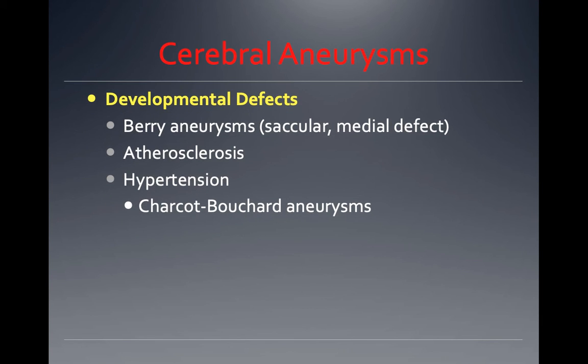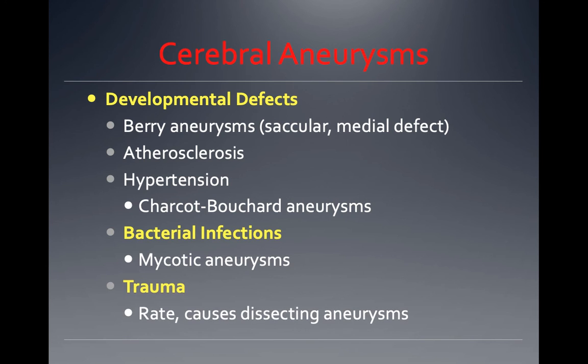All right, so let's talk about those cerebral aneurysms. These are developmental defects. Now, what I mean by that is an aneurysm runs in families. This is genetic, and you have to be very careful and be aware of this. So we'll talk about berry aneurysms, and then we'll talk about atherosclerosis and hypertension with aneurysms, and then also bacterial infections that can cause mycotic aneurysms.